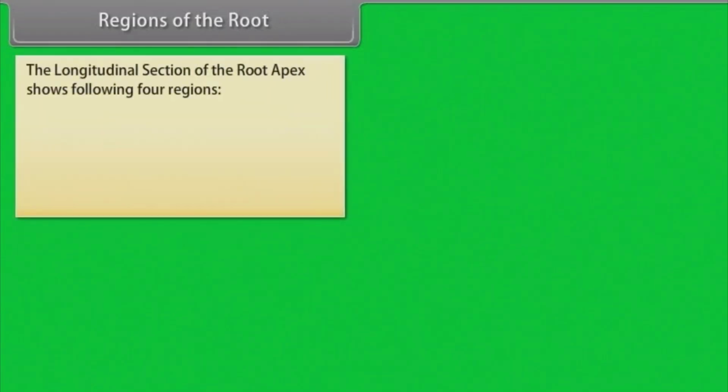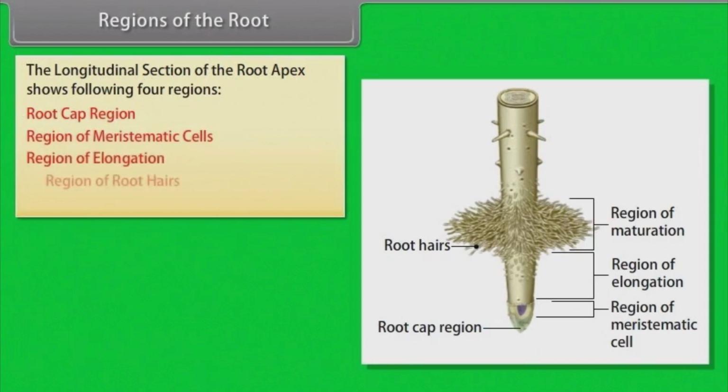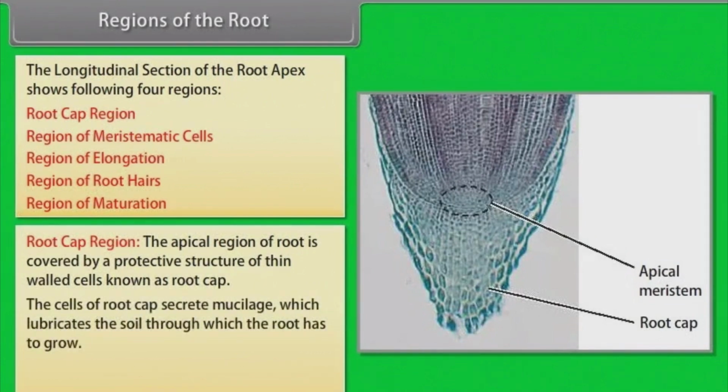Regions of the root. The longitudinal section of the root apex shows the following four regions: root cap region, region of meristematic cells, region of elongation, region of root hairs, region of maturation. Root cap region. The apical region of root is covered by a protective structure of thin-walled cells known as root cap. The cells of root cap secrete mucilage, which lubricates the soil through which the root has to grow. Root cap also helps in the movement of root in the soil.